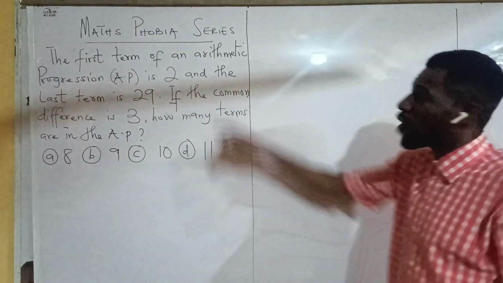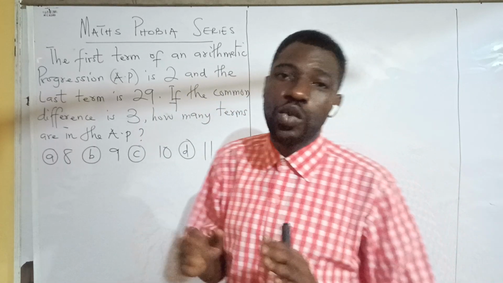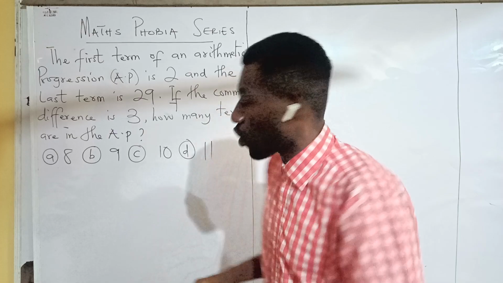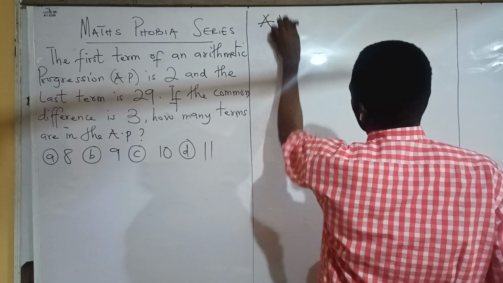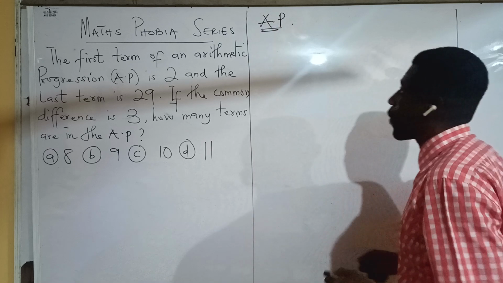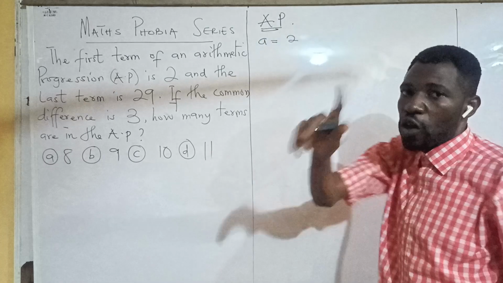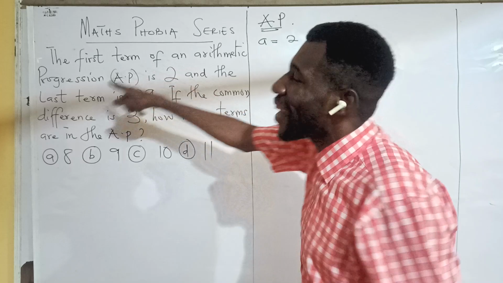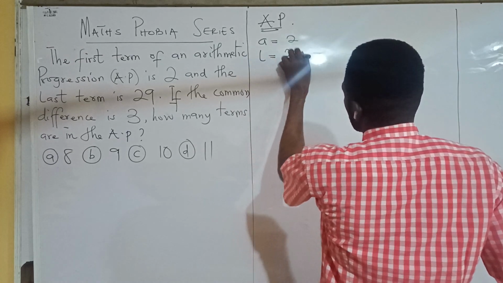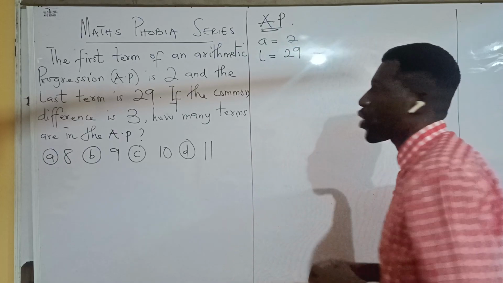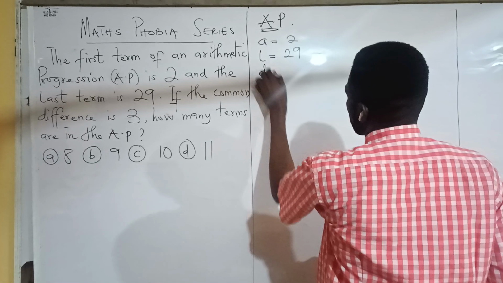The first term of an arithmetic progression is 2. From the question, we know that what we're dealing with is an arithmetic progression, AP. We agree that the first term is 2, symbolized as A. The last term is 29, so we're given the first term A and the last term L to be 29. What are we looking for? If the common difference, symbolized as D, is 3.